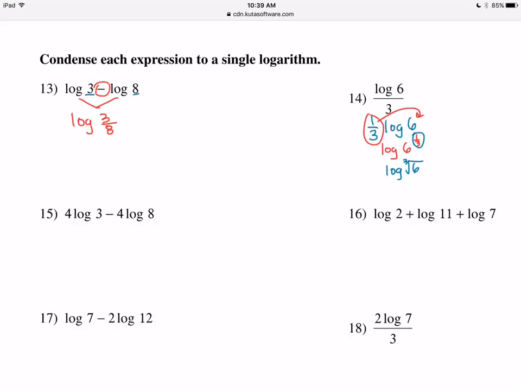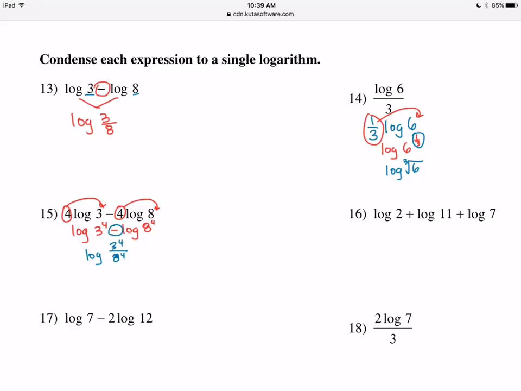Okay, next we have the 4 goes up on top because it's in front of the logarithm. So it'd be log base 3 to the 4th minus log 8 to the 4th. Okay, subtraction is my clue that I actually need to divide these two. So it's 3 to the 4th divided by 8 to the 4th.